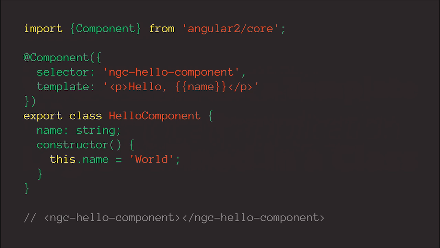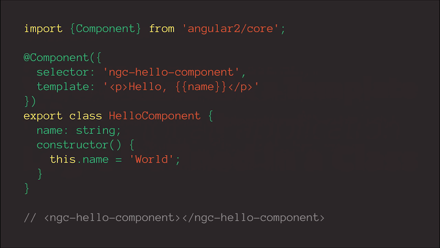So let's look at a very basic component here. We start off with a class, in this case the Hello component class. This class has an internal property called name. In the constructor, we set this name to be world. And then to turn this class into a component, we use the @Component decorator from Angular 2.